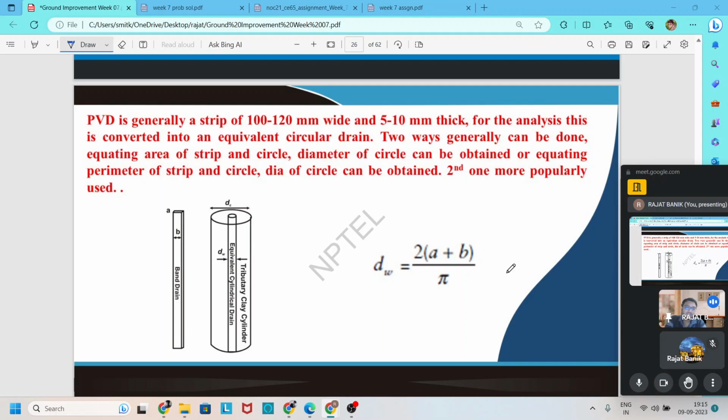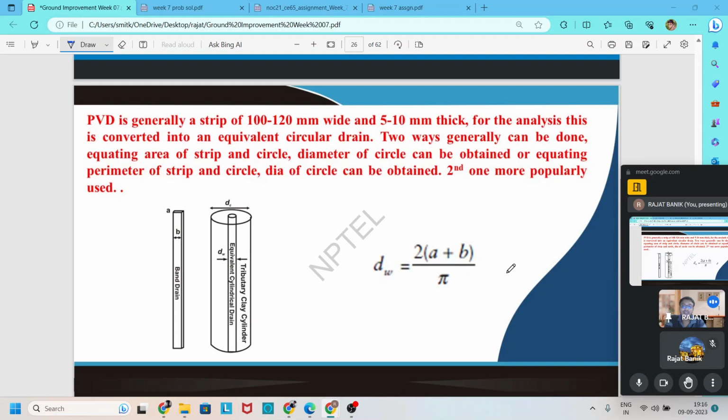So we already discussed what pre-consolidation is, and after that we discussed the use of vertical drains in pre-consolidation. Now we discuss another vertical drain. We already discussed the sand drain. Now we discuss another type of vertical drain used during pre-consolidation, which is called the PVD. PVD is called the prefabricated vertical drain.